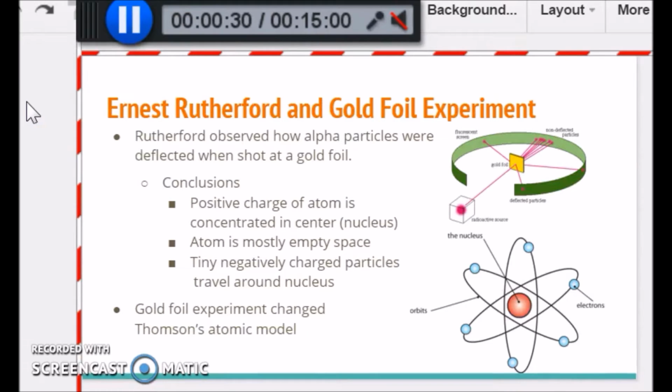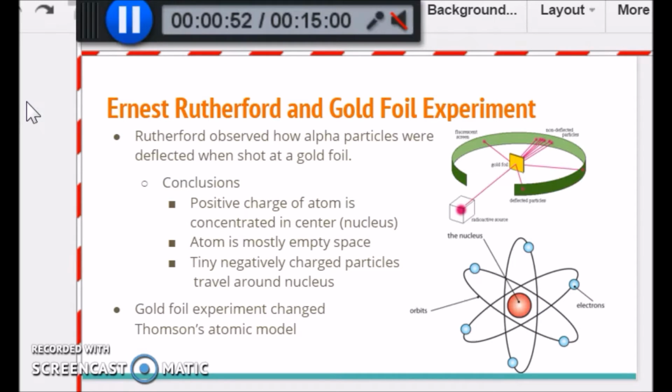Next, we have Ernest Rutherford and his gold foil experiment. In this experiment, Rutherford noticed that the alpha particles shot through the gold foil were mostly undeflected. However, there were still some that were significantly deflected. As a result, Rutherford was able to conclude about the atom that there is a positive charge concentrated in the center of the atom, or the nucleus.